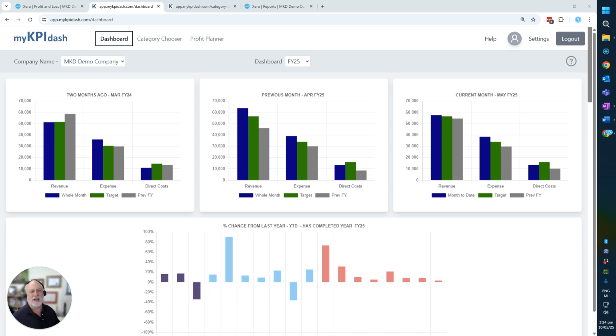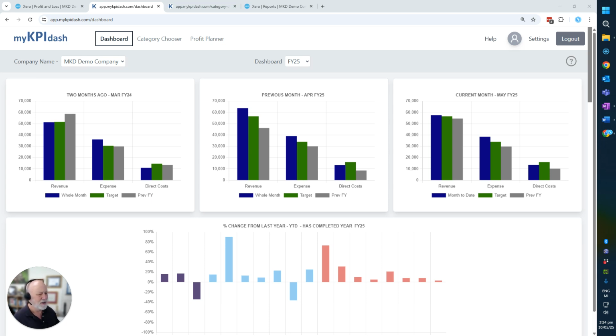myKPIdash takes your Xero profit and loss numbers and brings them across into the app and shows you them as simple to understand graphs. It does this so that you can understand your business better, make better business decisions, and plan for your profit. If you have trusted advisors, accountant, business coach, business partner, then you can invite them into myKPIdash so that you can be on the same page.